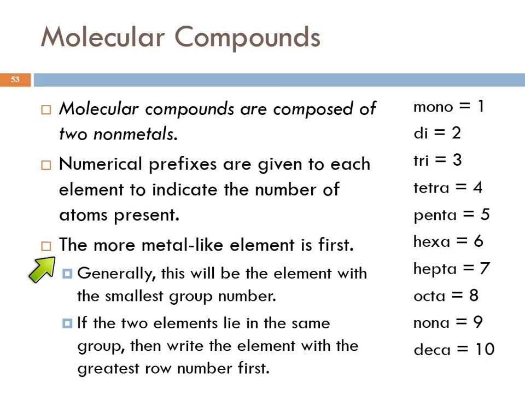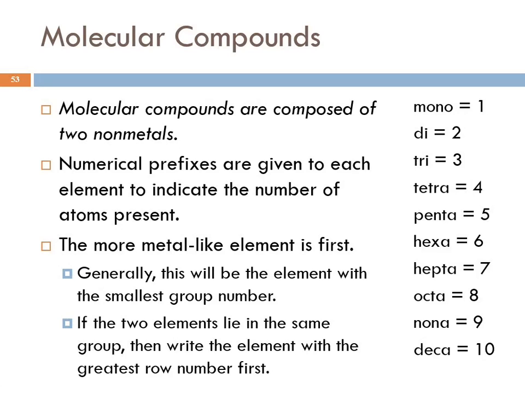So we list the more metal-like element first. How do you decide that? Well, usually it's the element with the smallest group number, or if they're in the same group, then we write the element with the greatest row number first. If we look at the periodic table and say, look at row 3, we see aluminum and silicon and phosphorus and sulfur.